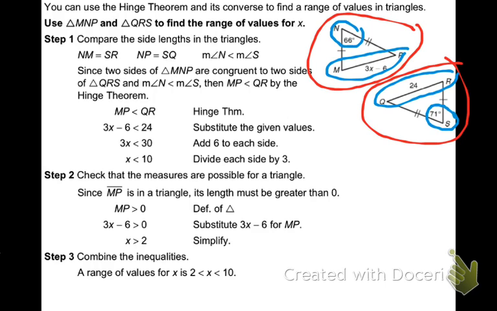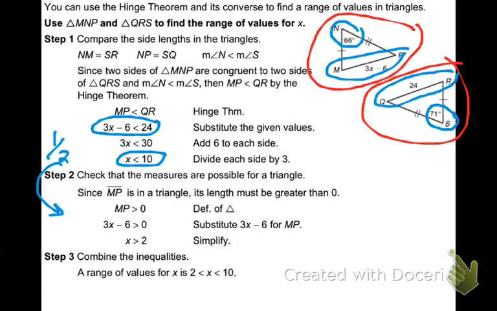Okay, so when we work this out and solve for x, that's exactly what we state. MP is less than QR. So instead of setting them equal to each other, now I set them up as an inequality. And I solve, getting x is less than 10. That's half of your answer right there, because the second half comes from right here.